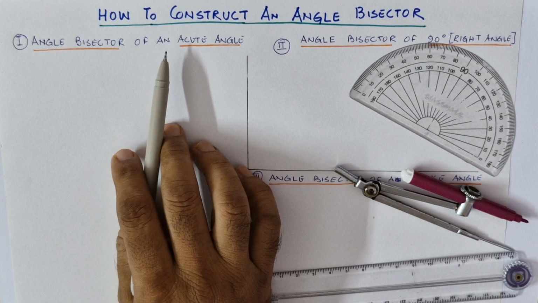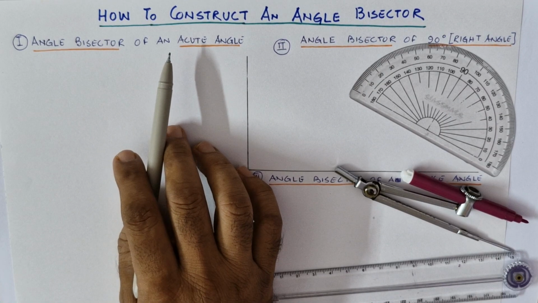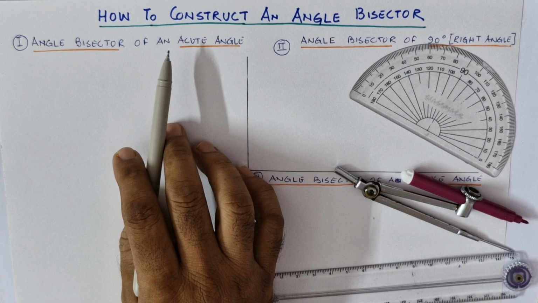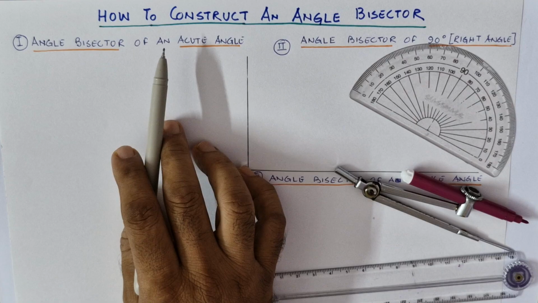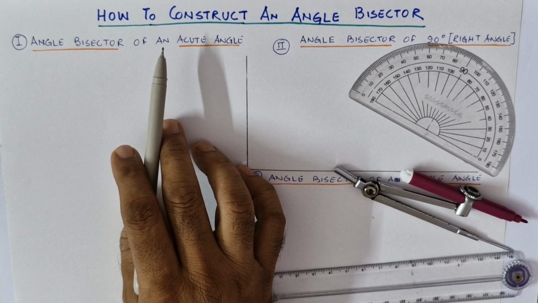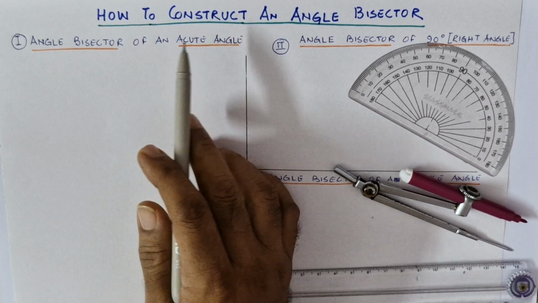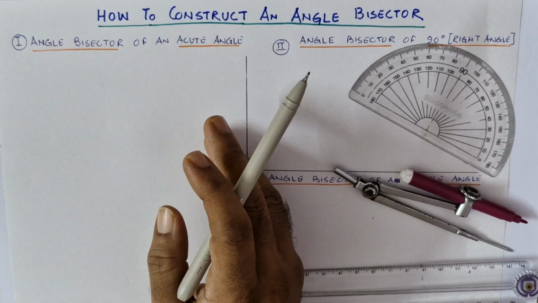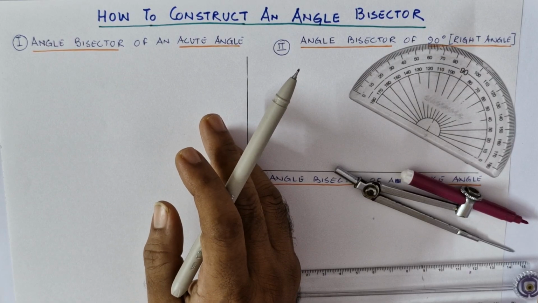Now, what is an angle bisector? A ray which bisects the given angle in two equal halves and has the starting point as that of the two rays making the angle is called an angle bisector of the given angle. Now, let's see what it means.